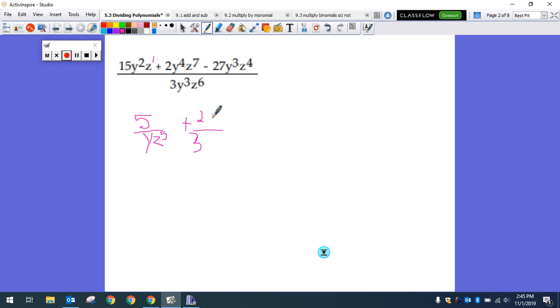When I subtract my y's, I get y to the first. It's a positive, so it's going to go on top. When I subtract my z's, I get z to the first, so that's going to go on top. Minus 27 divided by 3 is 9. Your y's cancel. When you subtract your z's, you get a negative 2, which means that z to the second is going to go on bottom to make it a positive.